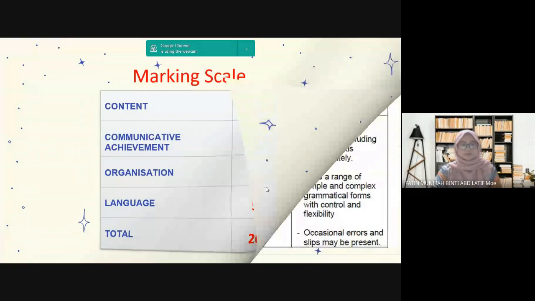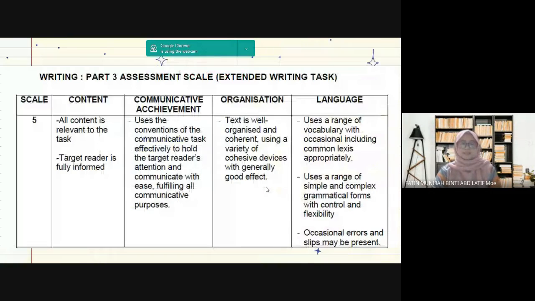Okay, so this is what the scale in detail. Ini adalah assessment scale in detail. Maksudnya kalau awak nak dapatkan, okay, if you want to get 5 marks, okay, 5 markah, nak dapatkan 5 markah dekat sini, okay, what do you have to do for content? So, content awak kena buat macam mana? Okay, content is, they want to see whether it is relevant to the task.